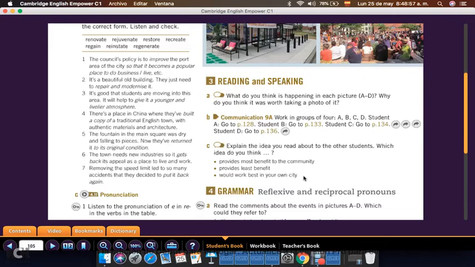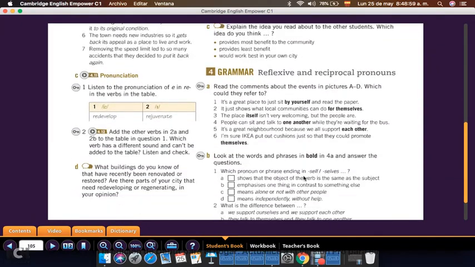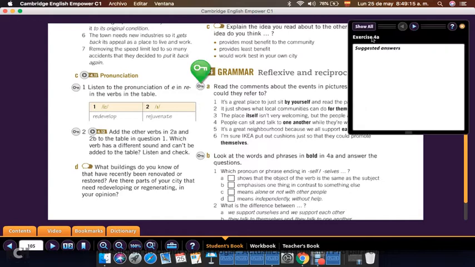Okay, and then reflexive and reciprocal pronouns. Read the comments about the events and pictures A through D. Which could they refer to? "It's a great place to just sit by yourself and read the paper." Okay, so let's check it out.